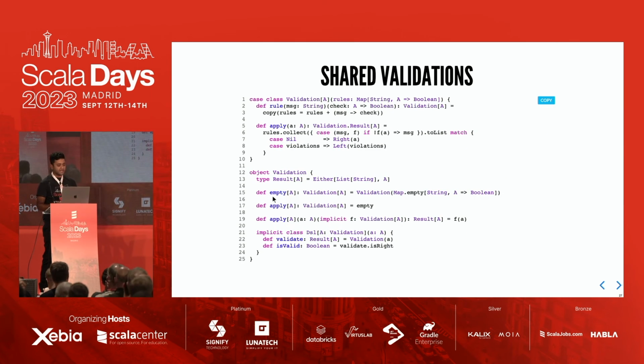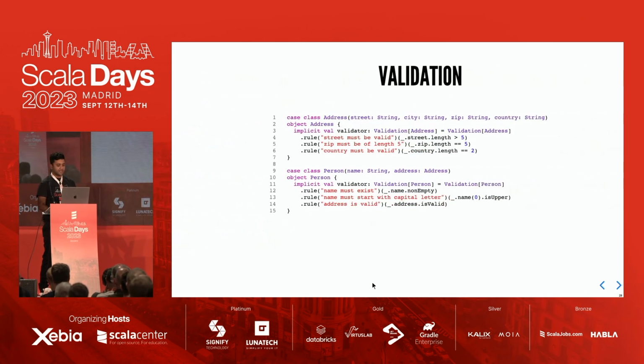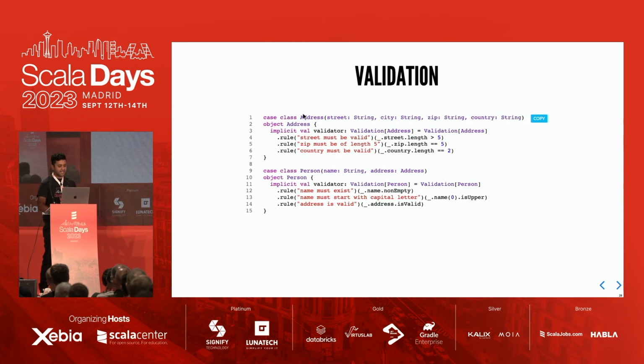I'll quickly go over shared validation. So this is an example. This is 25 lines of a validation library. Obviously, there are fancier libraries out there, but you can build your own validation library in like 25 lines of Scala. This is all you need. You can then use it, like you have a case class Address, and you can write your validations, like implicit validations. You can say the street address must be this, country must be that. If you have a Person case class, you can even write nested validation saying if a person has an address, the address must also be valid.